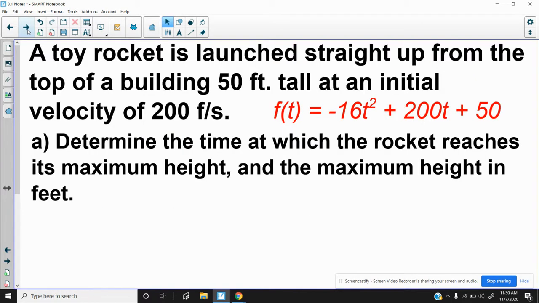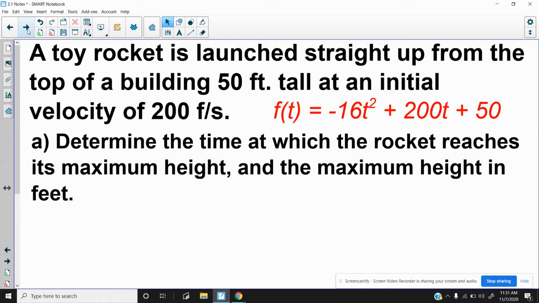So here's our first example. A toy rocket is launched straight up from the top of a building that's 50 feet tall with an initial velocity of 200 feet per second. Now, you may recall when we measure in seconds, our a value is negative 16, our initial velocity is our b value, and our initial height is our c value. So that's where we came up with f of t equals negative 16t squared plus 200t plus 50.